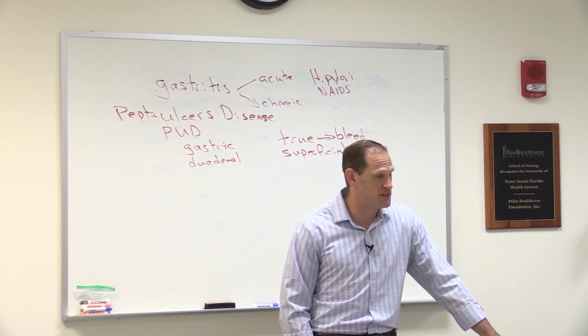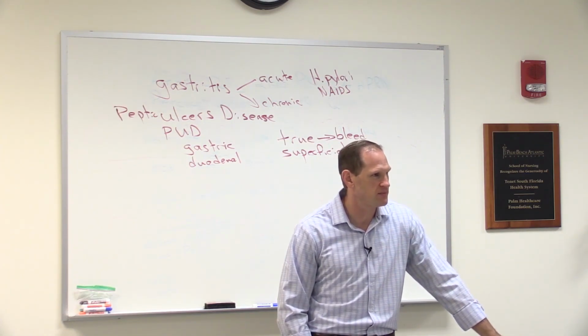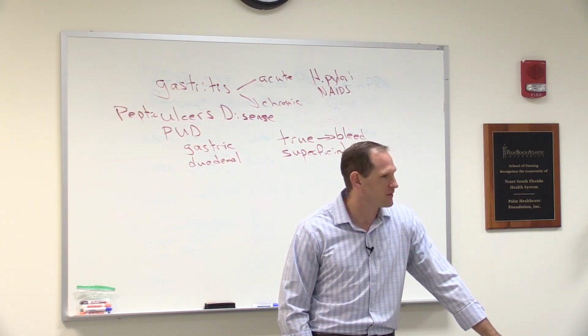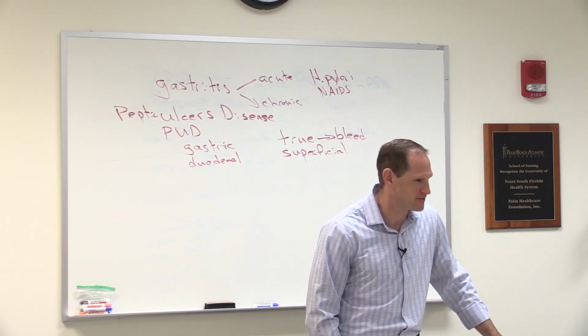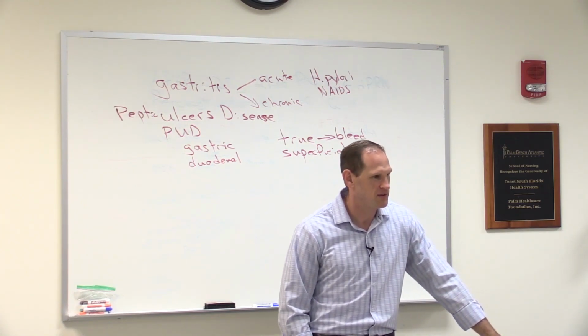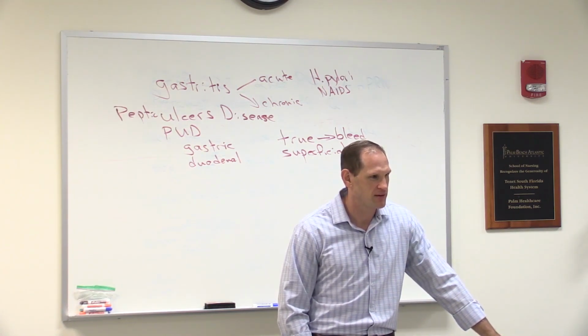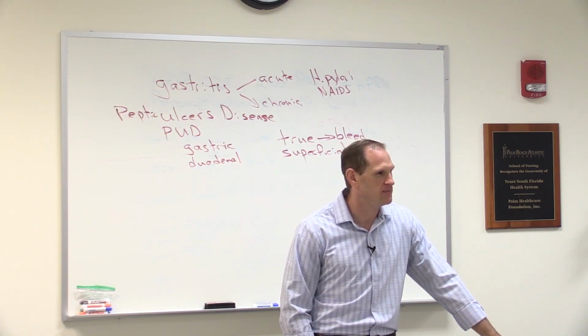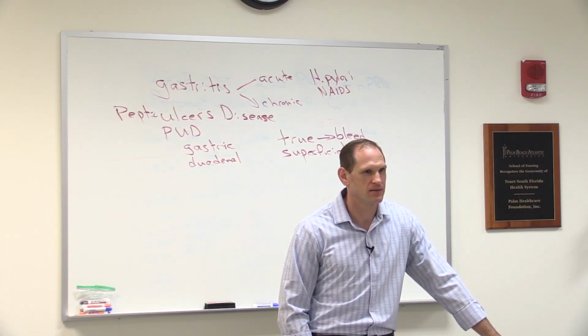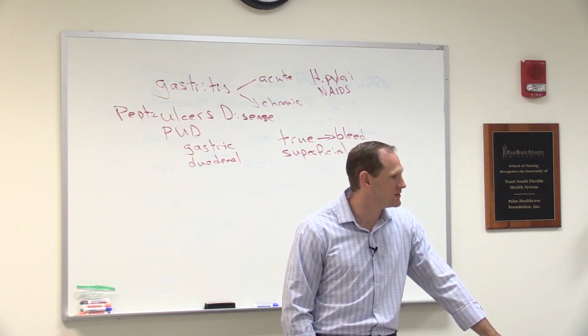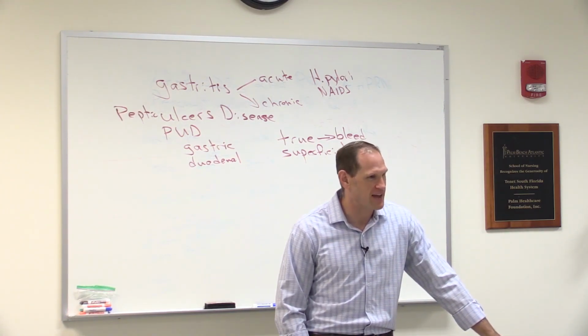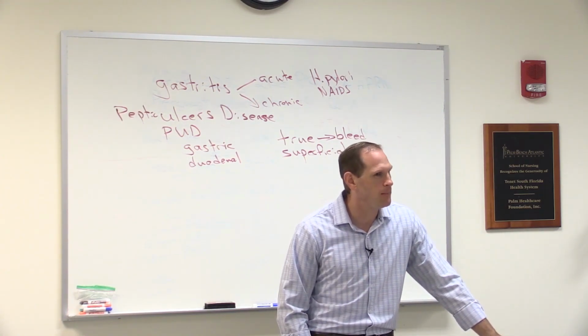It might not show up visibly, so what do you have to do in that case? Microscopic testing. Hemoccult, also known as a fecal occult blood test. What does the word occult mean? It means hidden. So in that case, the blood is not visible, but it's there.